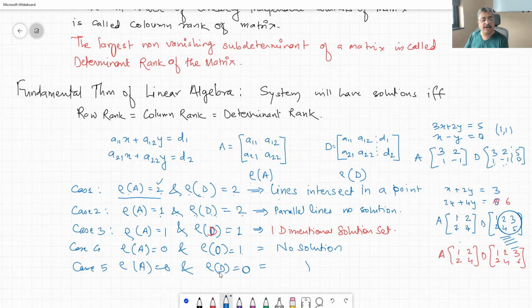And if rho A is 0 and rho D is 0, that means everything is 0. All the entries are 0. Solution set is R cross R.